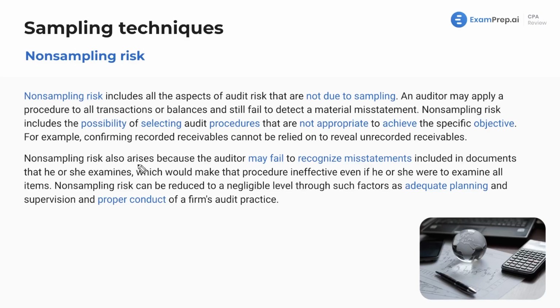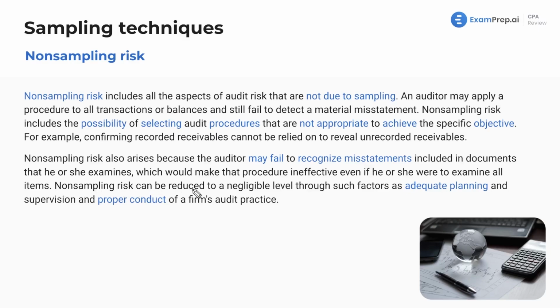Non-sampling risk also arises because the auditor may fail to recognize misstatements included in documents that he or she examines, which would make that procedure ineffective, even if he or she were to examine all items. So again, it has nothing to do with the sample. It has to do with everything else.